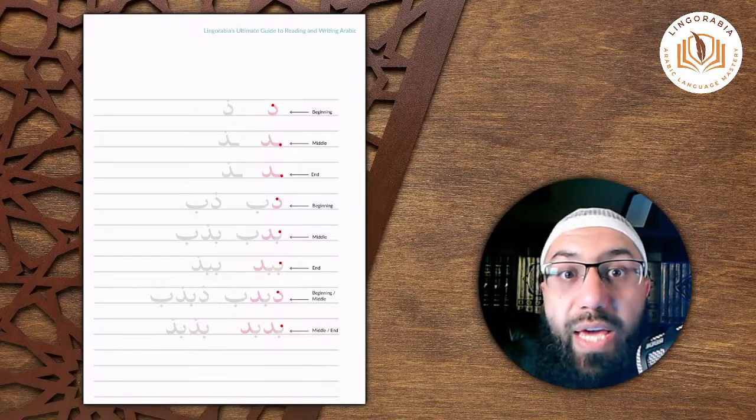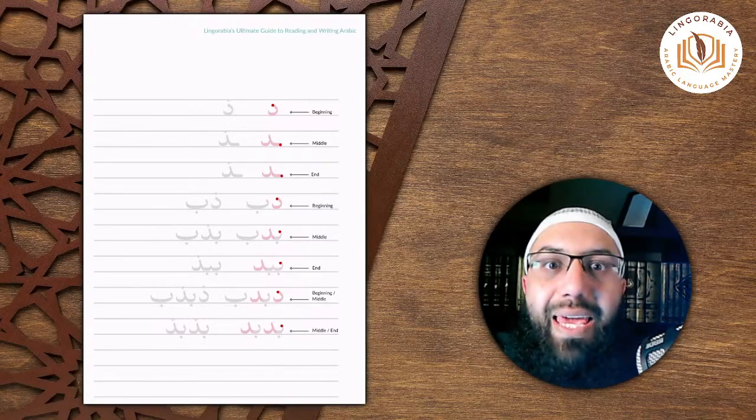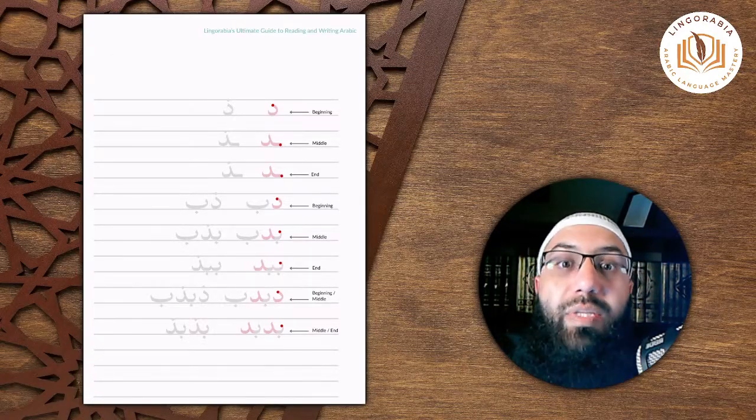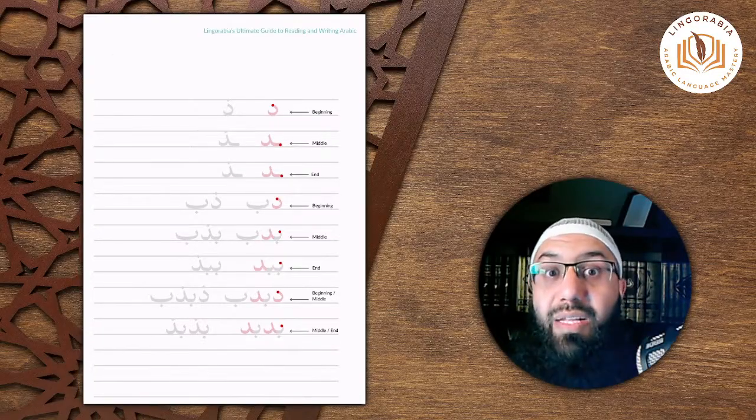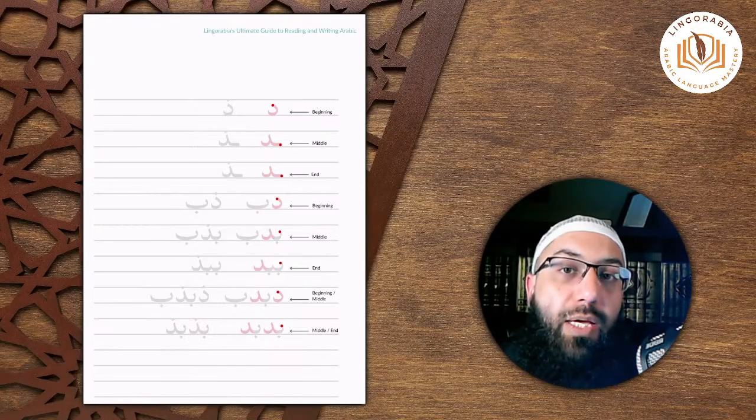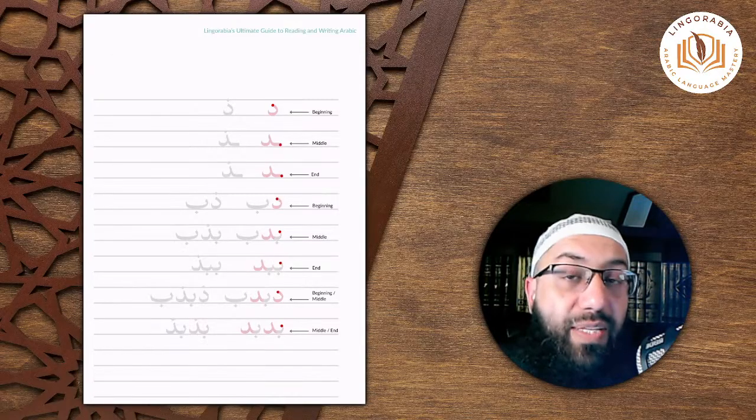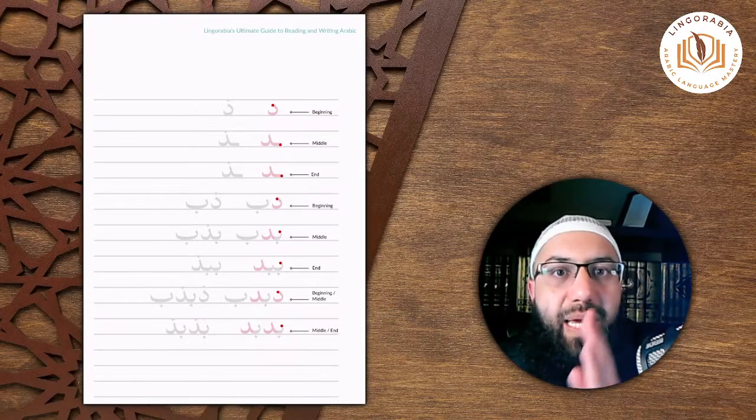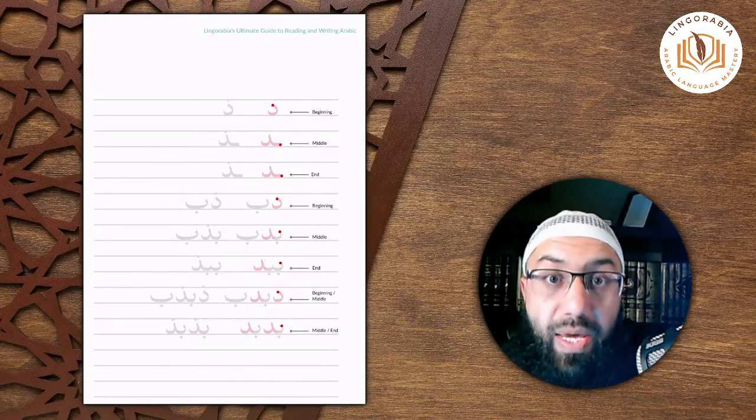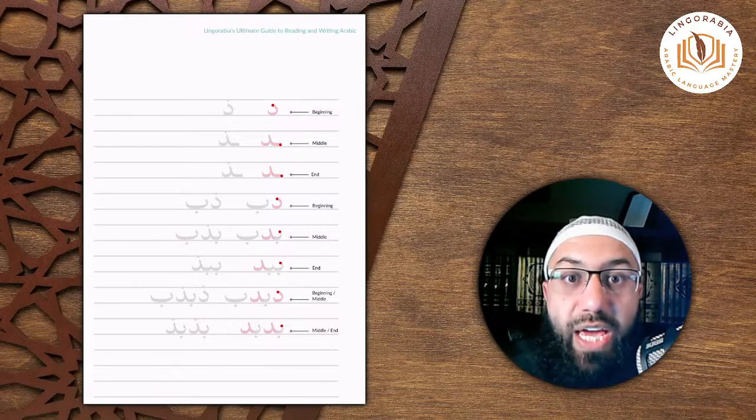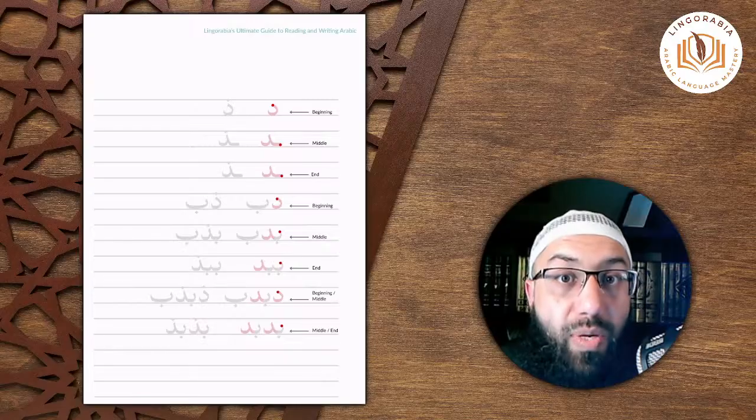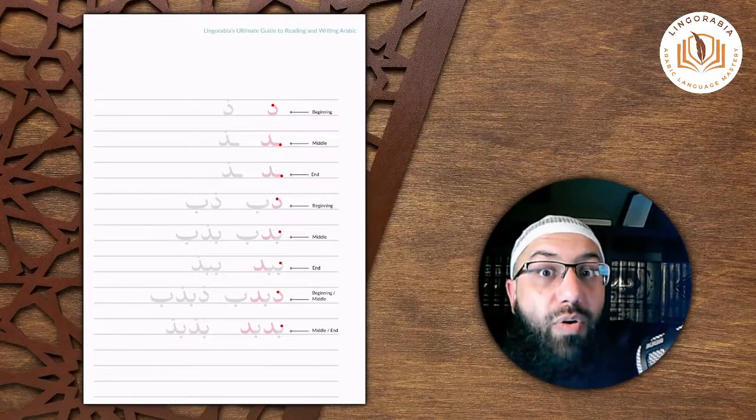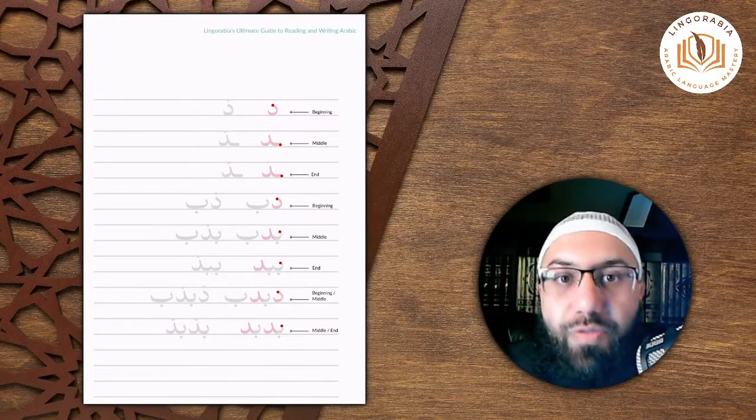Now we are looking at the same letters again, but from another perspective, from the perspective of how they will appear in the beginning, in the middle, and at the end. Okay, how their appearance will change. And we will also do the writing of these letters, because we have written them in isolated form, but not in connected form.